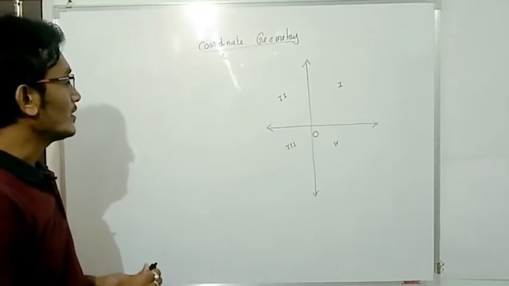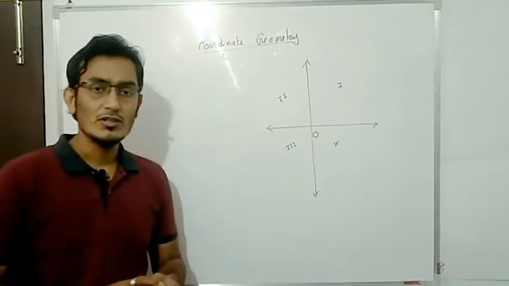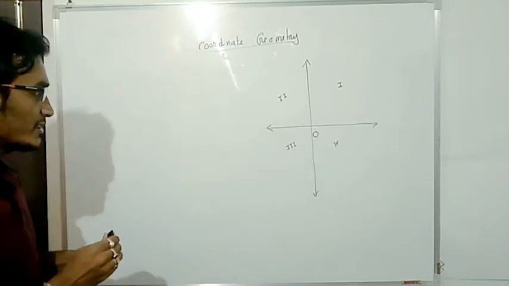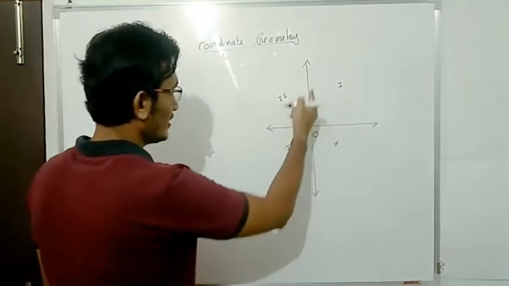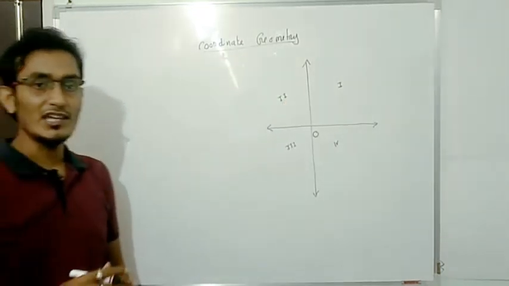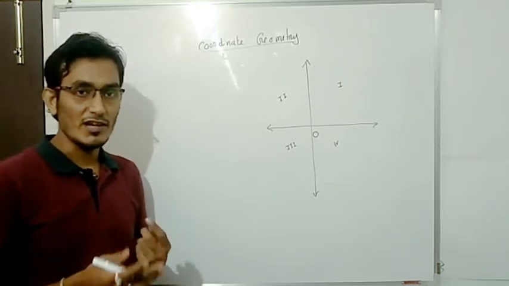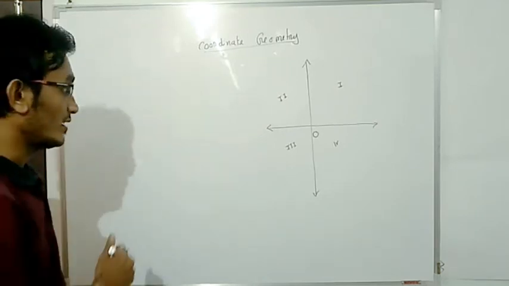Coordinate geometry. So in coordinate geometry, basically we should know the axis. What do you mean by axis? So axis means the vertical and the horizontal line. So here is the coordinate plane. Coordinate plane means the plane in which we draw the axis, the x-axis and the y-axis. The basically axes are what? The vertical line and the horizontal line.